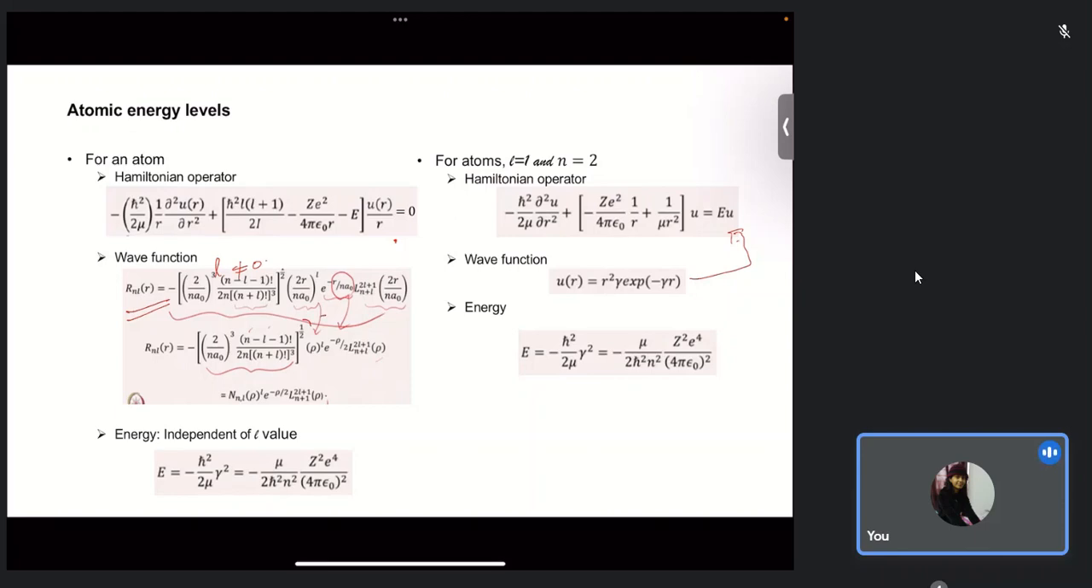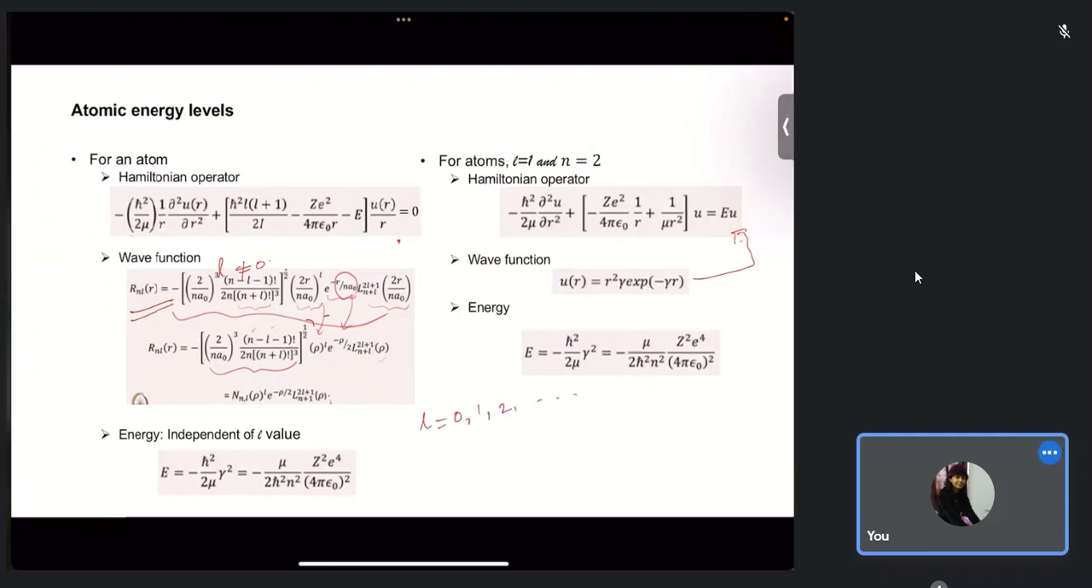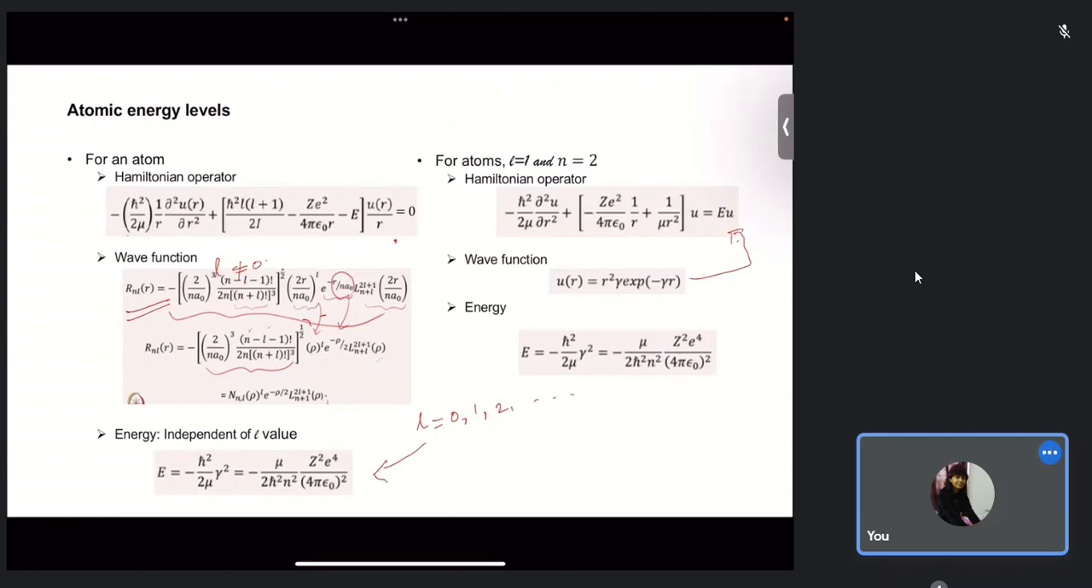So even when you give any particular L value, L can range from 0, 1, to any value, we still end up with the energy value to be minus mu Z square e raised to 4 by 2 h cut square n square into 4 pi epsilon 0 the whole square.